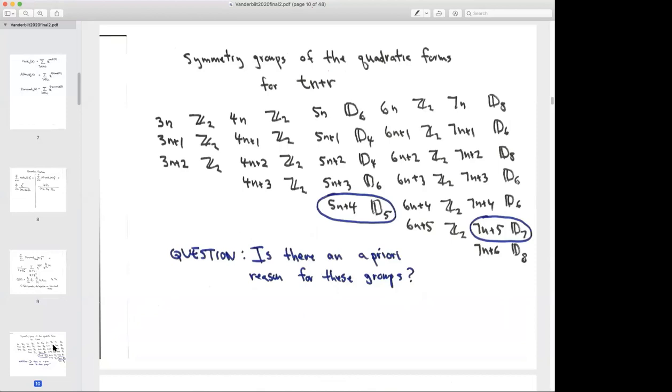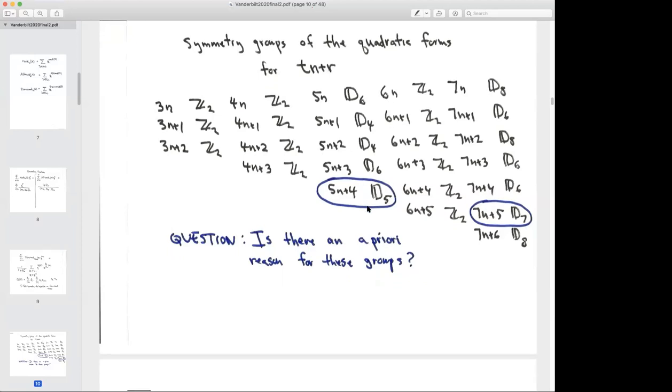Just for fun, I made a little table here of the other symmetry groups for other congruence classes. So these blue ones, 5m plus 4, it's the dihedral group of order 10 that acts on a pentagon. And for 7n plus 5, it's the dihedral group of order 14 that acts on a 7-gon. Those are the Ramanujan congruences. There's always at least a Z2, which comes from taking the conjugate. Conjugation is going to preserve this business of being a T-core.